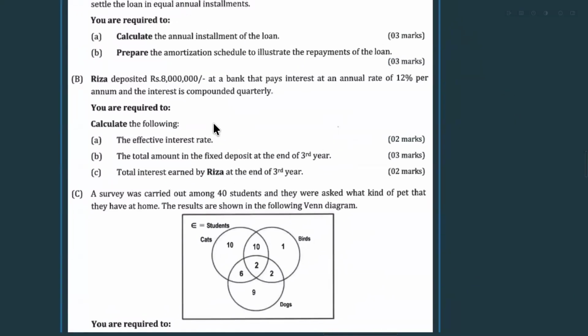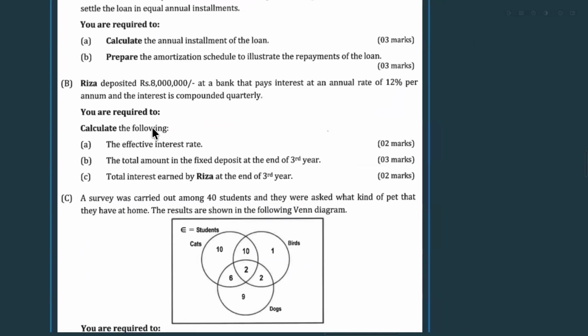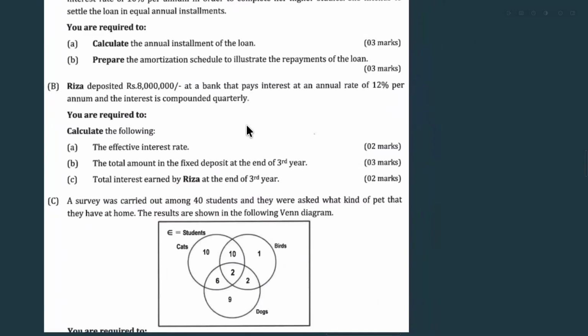Riza deposited rupees 8 million at a bank that pays interest at an annual rate of 12% per annum. And the interest is compounded quarterly. Quarterly means every 3 months. So you are required to calculate the effective interest rate, and the total amount in the fixed deposit at the end of the third year, and the total interest earned by Riza at the end of the third year, right?